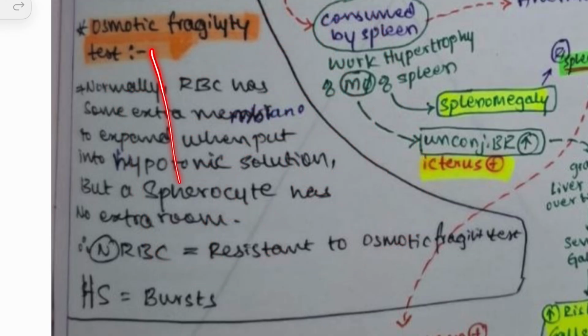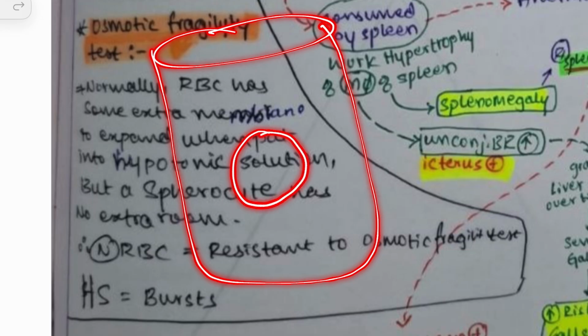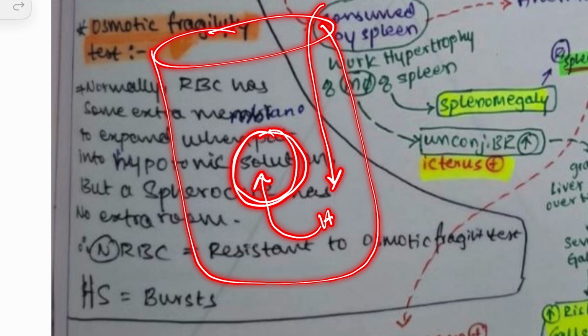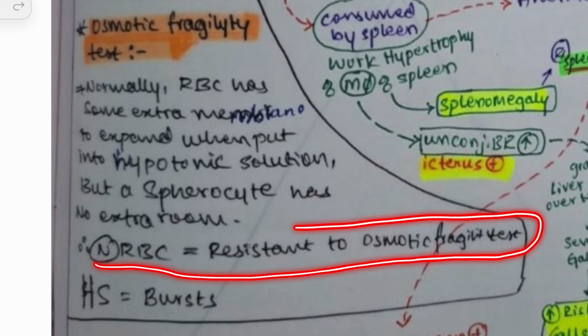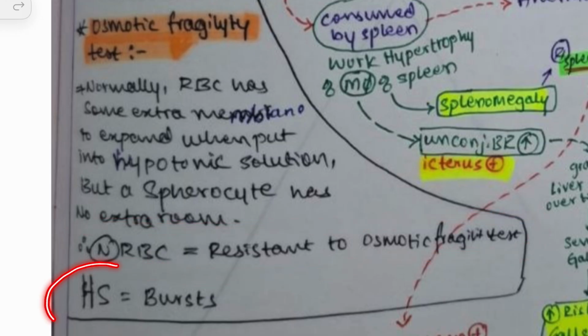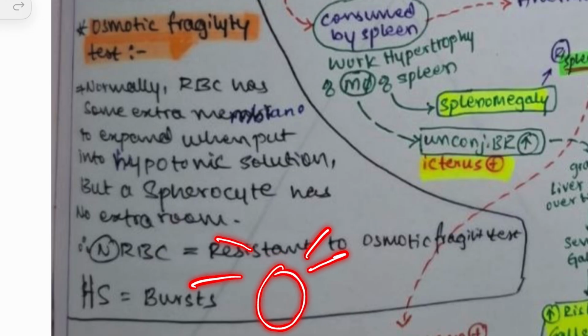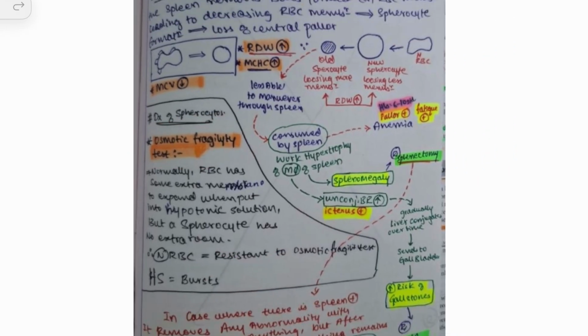But when these spherocytes are in the beaker and you put the hypotonic solution, the water will move into them. Since there is no space to expand, this RBC membrane will struggle, and that's why these will rupture. So normal RBCs have resistance to the osmotic fragility test, but in hereditary spherocytosis, the spherocytes will burst because of the hypotonic solution. So this is the diagnosis of hereditary spherocytosis.